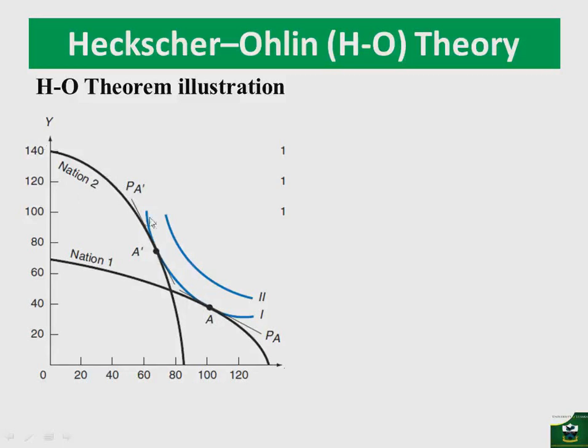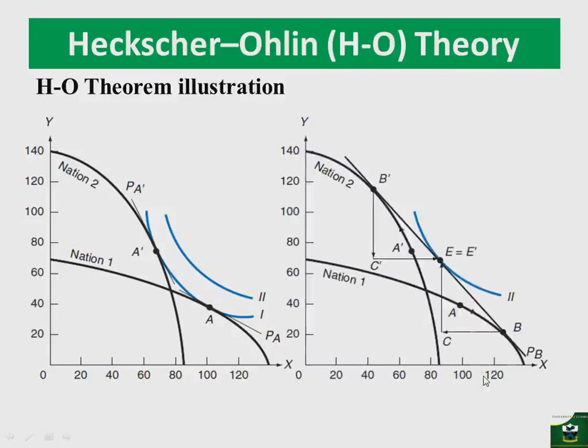And if you look at the slopes, you will see that this P_A here, which is the domestic relative commodity price, is greater than the one for Nation 1. So the slope here is greater than the slope here. So this should be noted. So with trade, Nation 1 can move and produce at a different level. So let's bring in the second graph where we can show this.